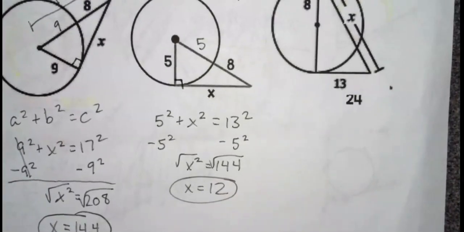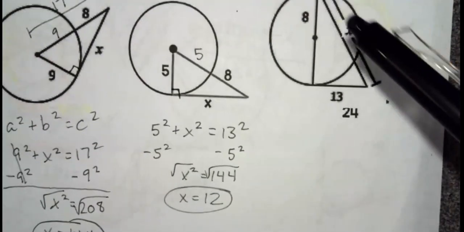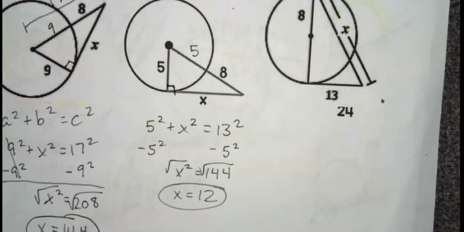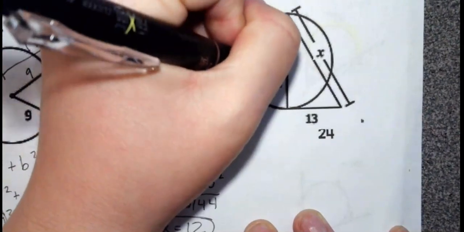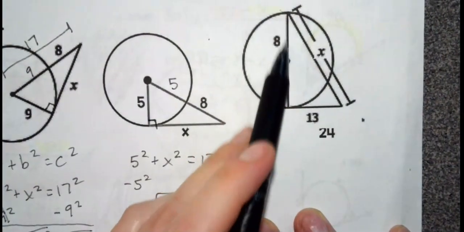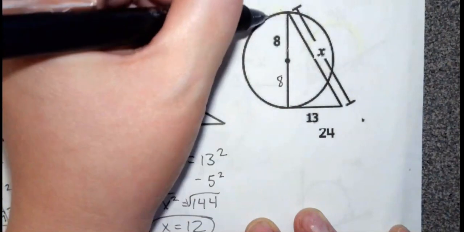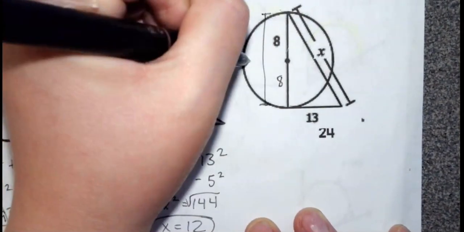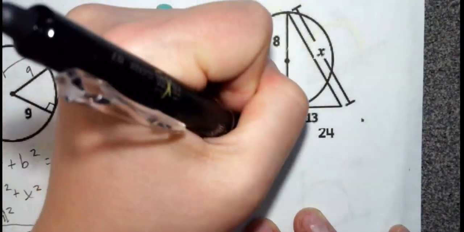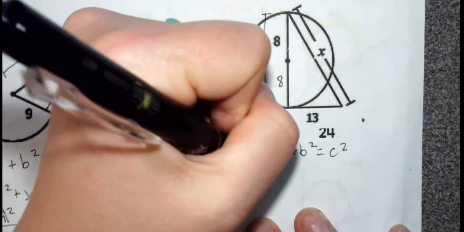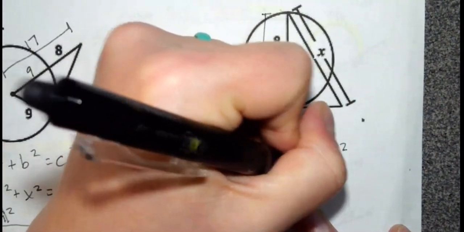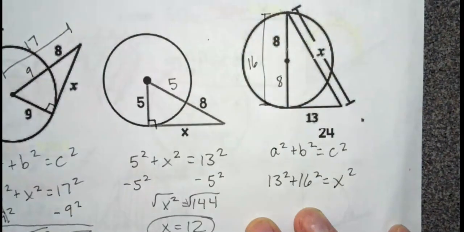All right, let's look at one more type of problem that you may see. We have 8 here. 8 is the radius, but you need to find the diameter, the whole thing. So one thing you have to realize is that if 8 is the radius, the diameter is going to be 16. So 13 squared plus 16 squared equals x squared.